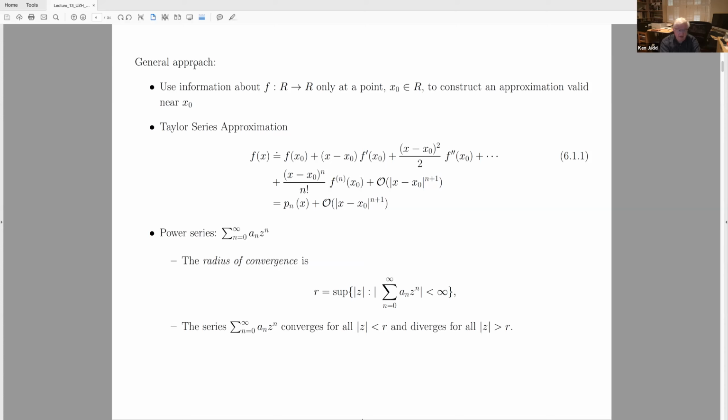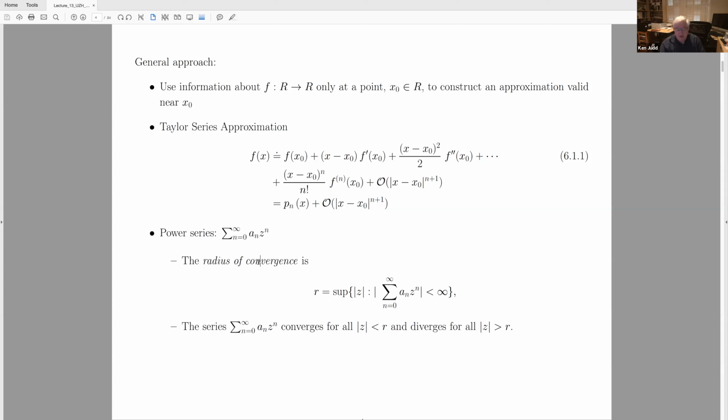Now, related to that is the notion of a power series. Now, a power series is an infinite sum. It's an infinite degree polynomial, essentially. Now, when you plug in some value for z here, that infinite sum may converge or it may diverge. You know, depends on the character of the a sub n coefficients. Now, the radius of convergence.